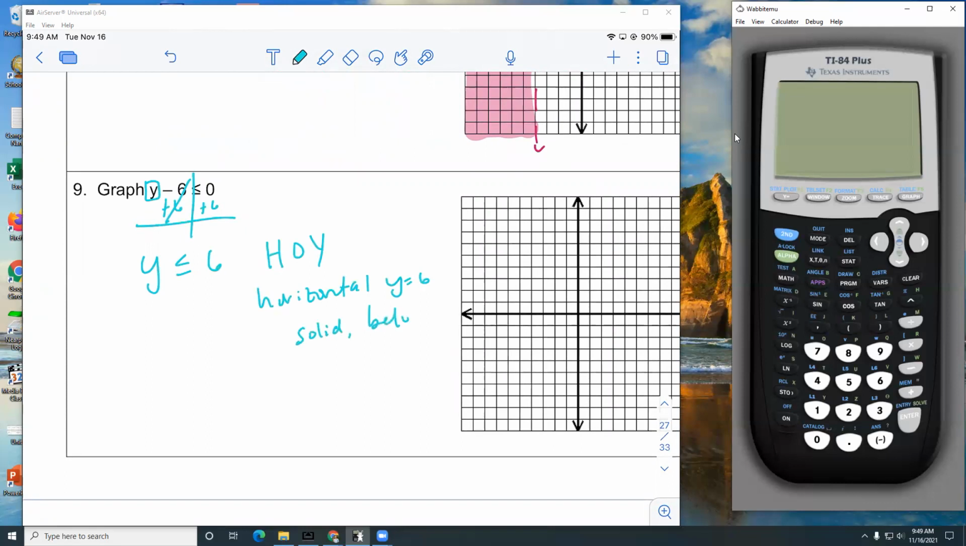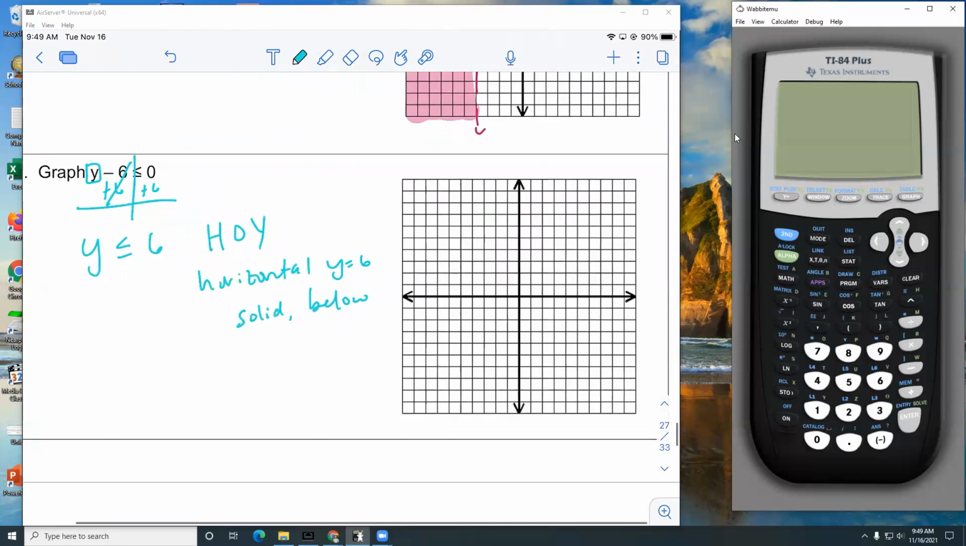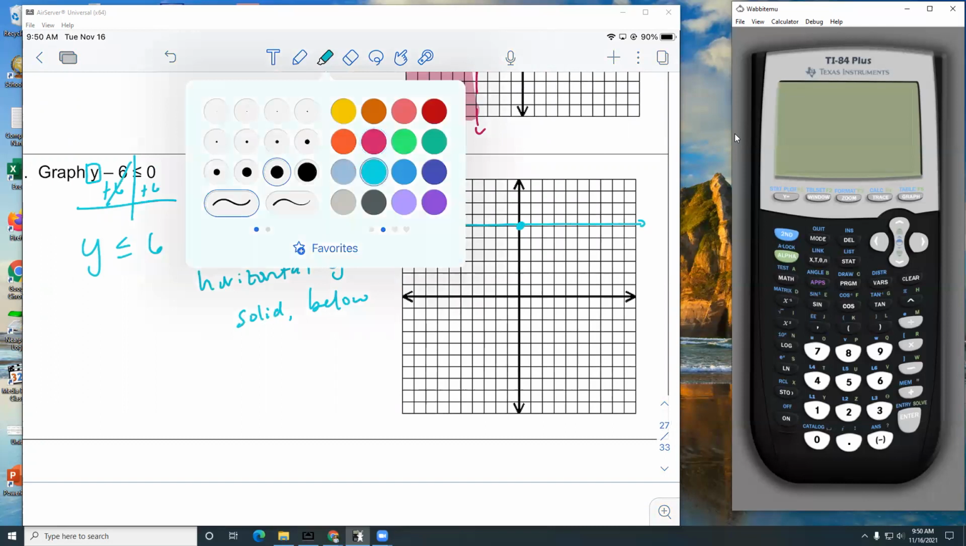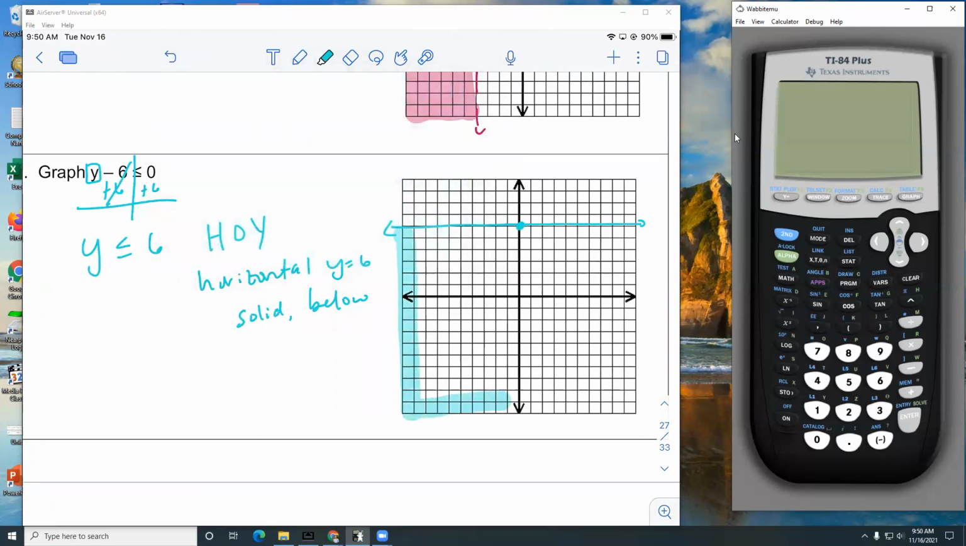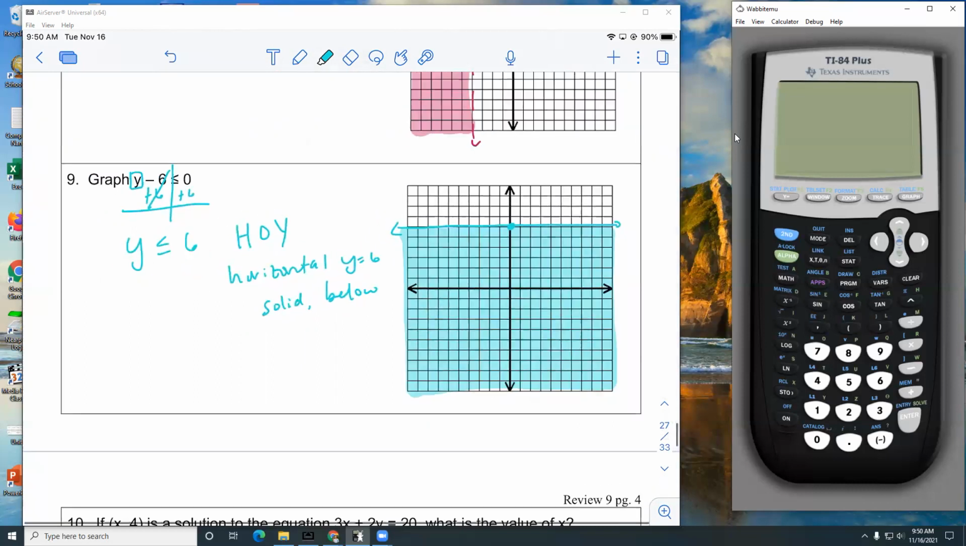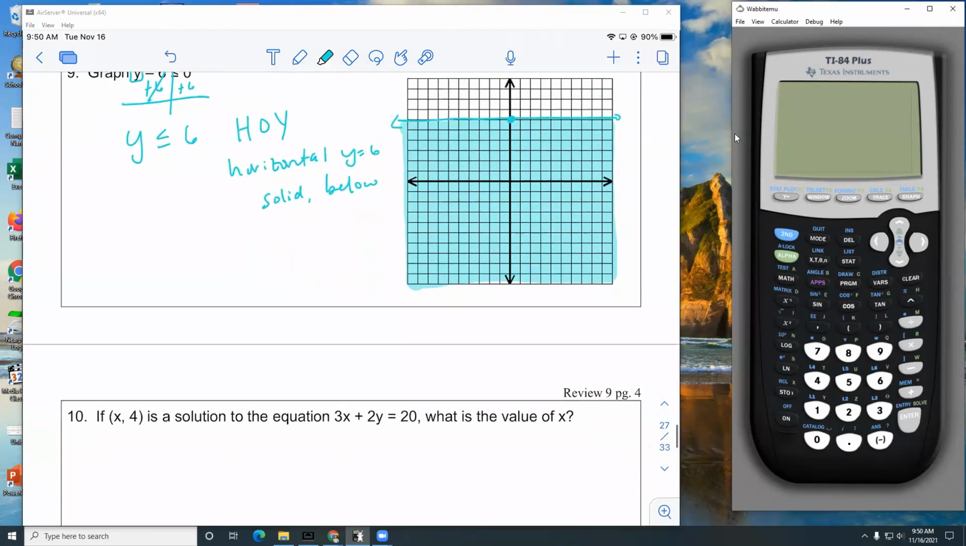And I'm going to shade below because that's where all my y values will be less than 6. So go up 1, 2, 3, 4, 5, 6. Draw in your solid horizontal line, and shade everywhere below. Again, guys, below, that's where all my y values will be less than 6. Keep shading, boom. Make sure you're able to identify those special cases of a vux and a Hoy, okay?